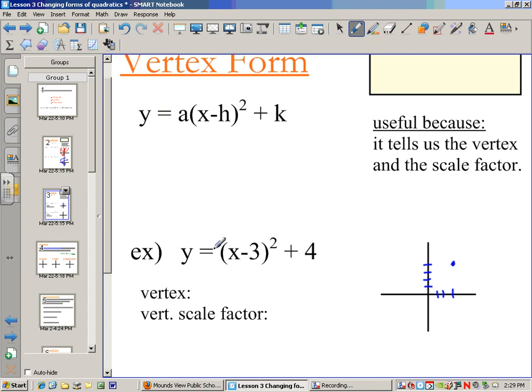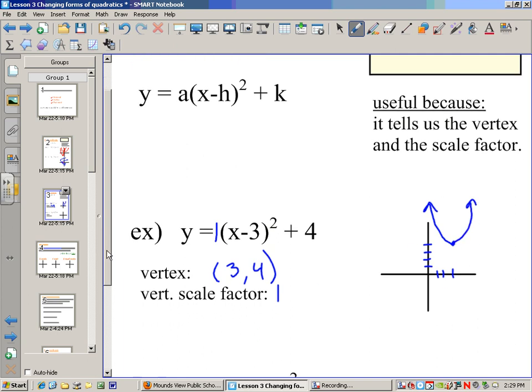It goes up because, maybe I should fill this in. 3, 4 is my vertex, and the scale factor is this number in front, which is 1. Now, if that's positive, our parabola is going to go up, and it's just going to have a scale factor of 1. Now, a scale factor of 1 in a parabola.